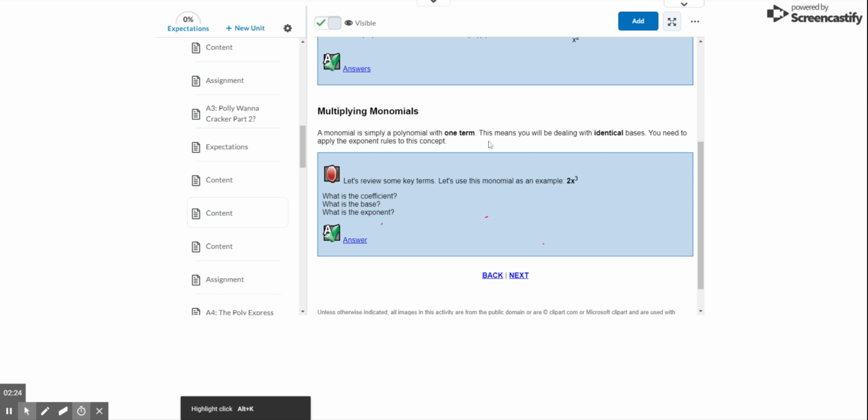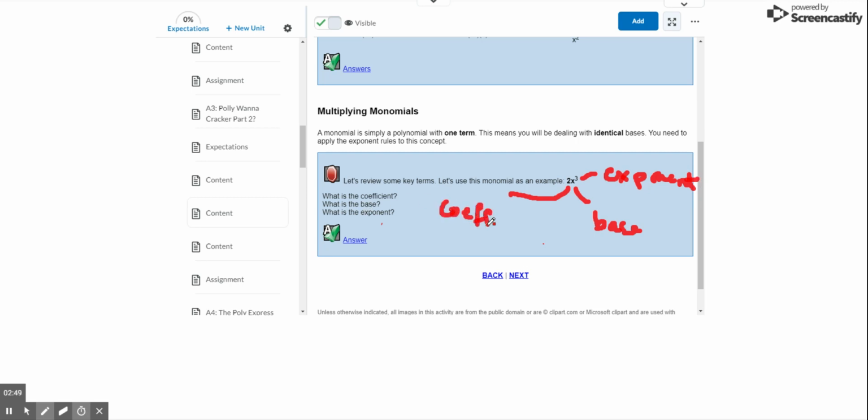Now let's review some of our terms. If you have 2x cubed, 2 is the coefficient, x is the base, and 3 is the exponent. So I'm going to be using base, exponent, and coefficient pretty frequently throughout the rest of these examples.